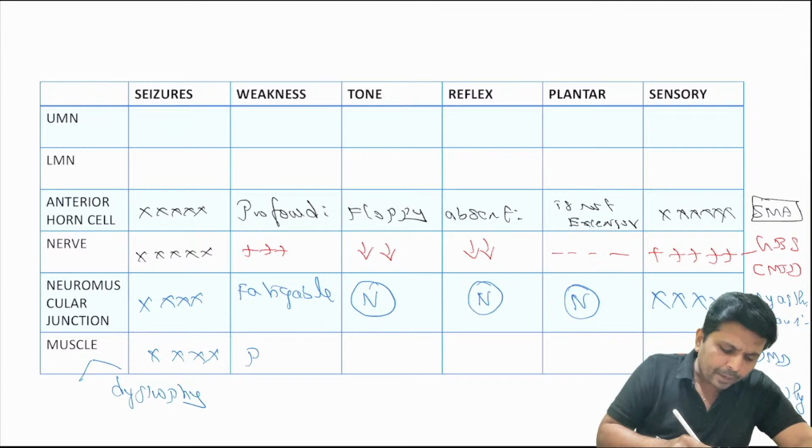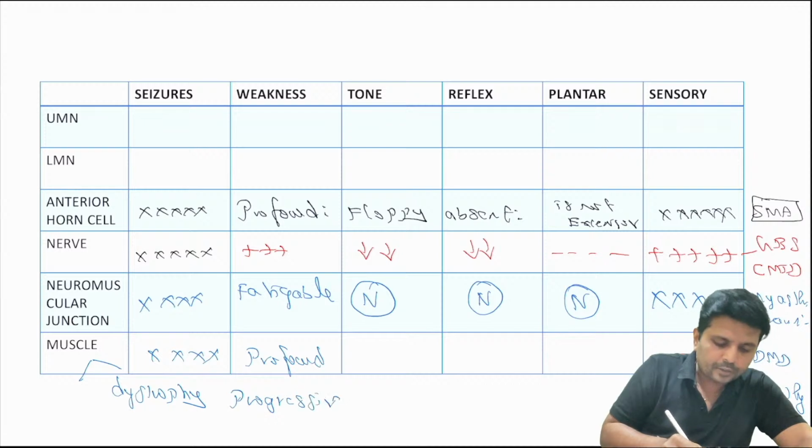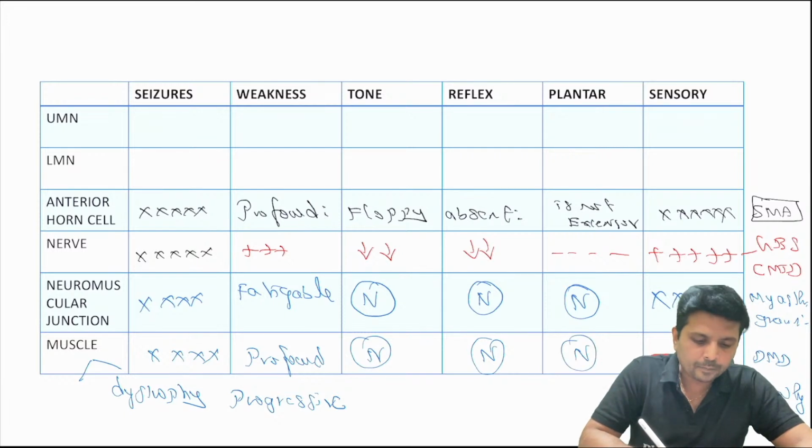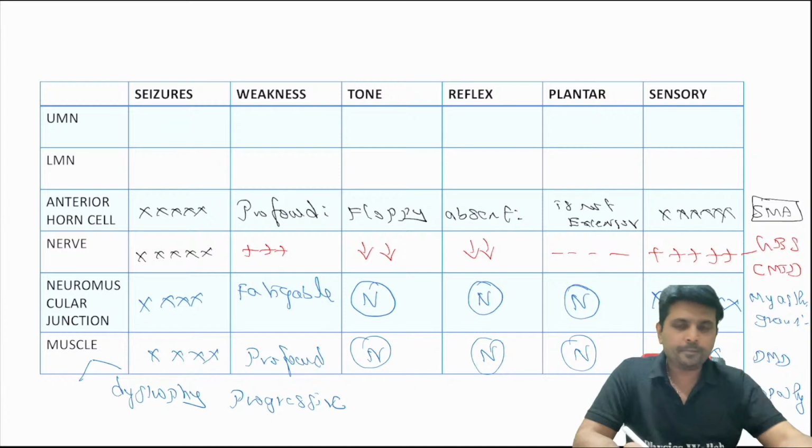So weakness will be profound and it will be progressive. Tone will be normal. Reflexes will be normal. Plantar will be normal. Sensations will not be affected.